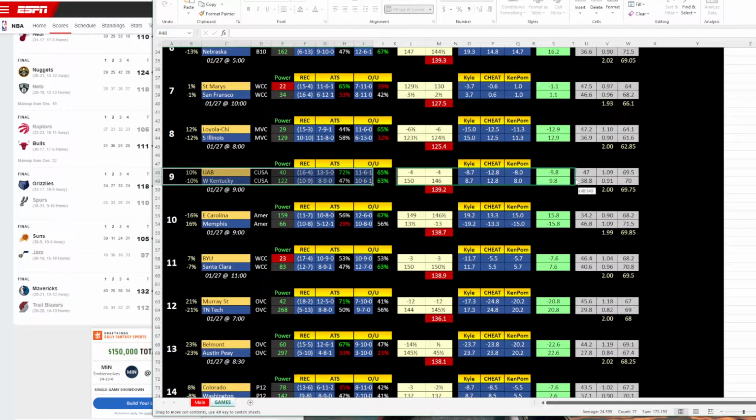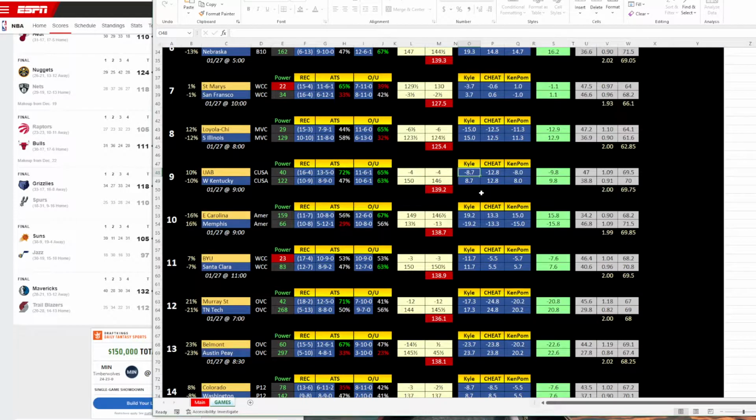UAB was the first game that I fell in love with when I was looking at these. So we have UAB, Western Kentucky. So we got number 40 versus number 122, 16-4 versus 10-9. They're both in the Conference USA. UAB is 13-5 ATS, 72%. That is phenomenal. They're only laying 4.